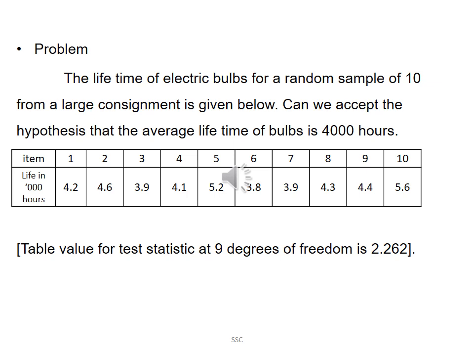That means 4.2 is 4200, and 4.6 means 4600 hours. We should consider it like that. The table value for the test statistic at 9 degrees of freedom is 2.262. Now we have to follow the same steps for solving this problem.